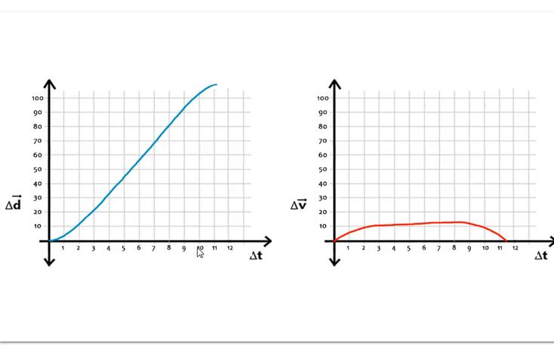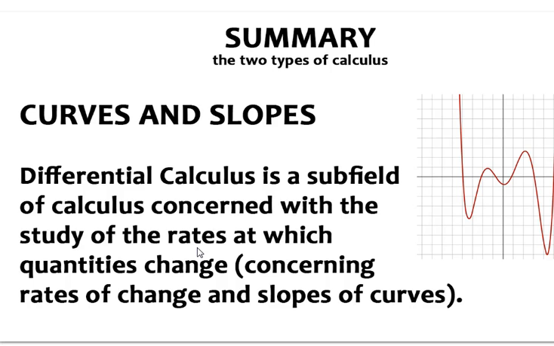So what am I trying to say here? Well, let's have a quick summary. There's two types of calculus, okay? Curves and slopes. So what it says here, differential calculus. This is what we're going to be dealing with first, and probably dealing with for most of the course. It is concerned with the rates at which quantities change.